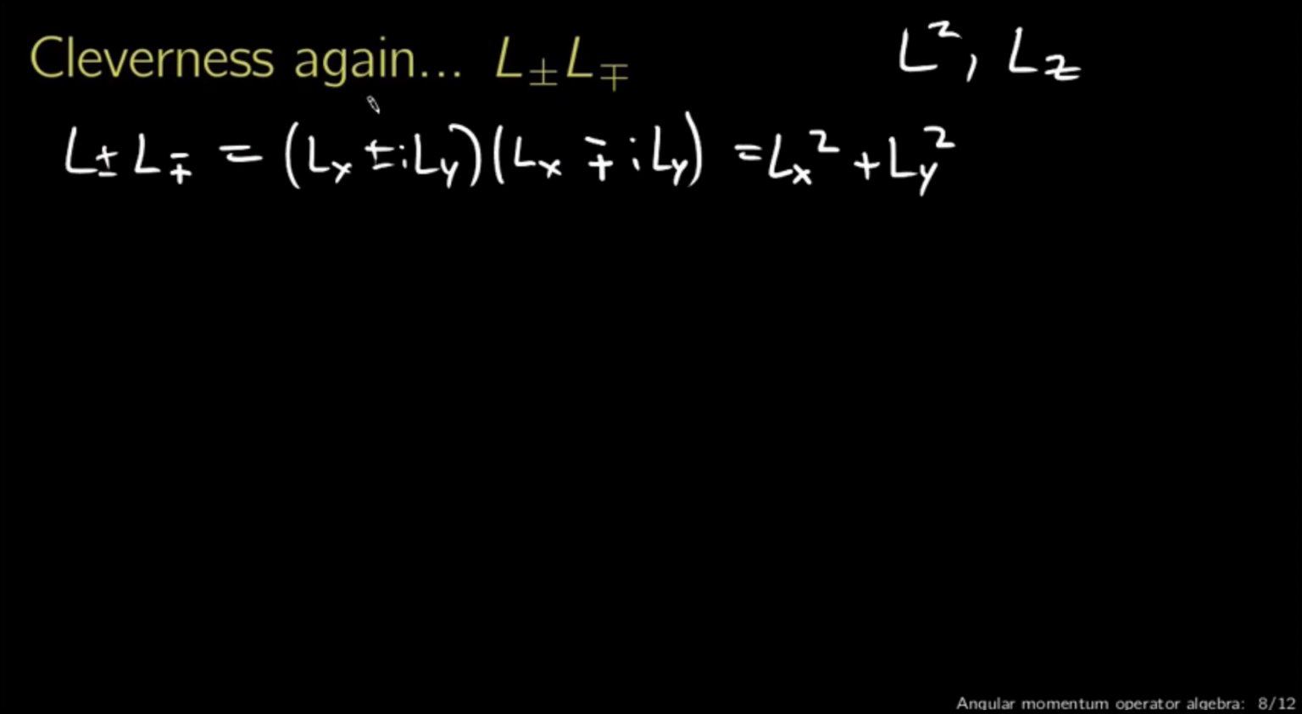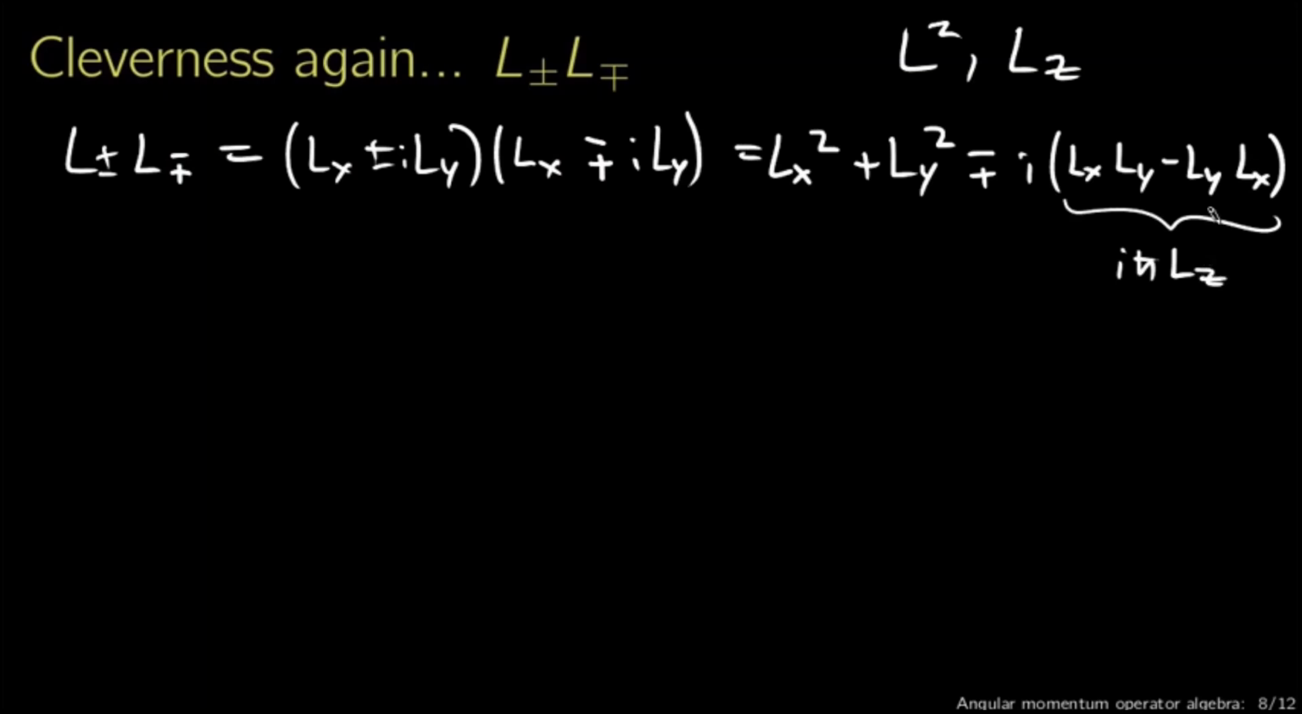The remaining cross terms have Lx's and Ly's in them, and you can probably see maybe we're moving towards a commutator here. In fact, we are. What you get is minus or plus i times Lx, Ly minus Ly, Lx. And this commutator, you know what that is. That's i h bar Lz.